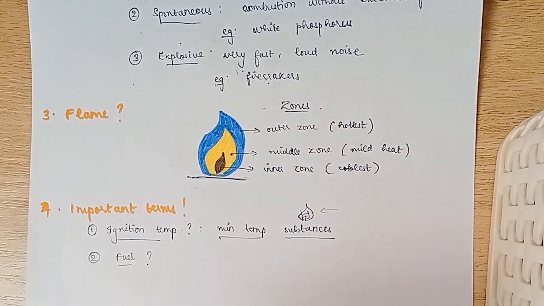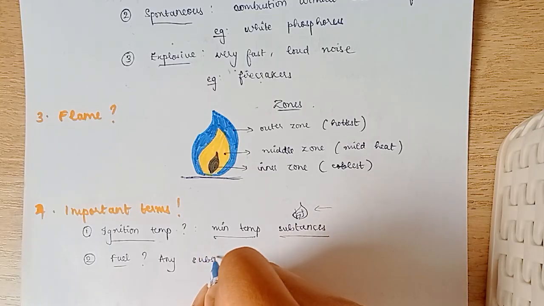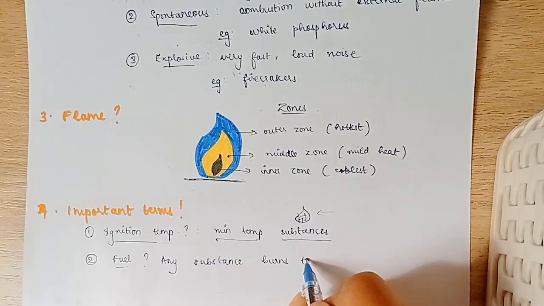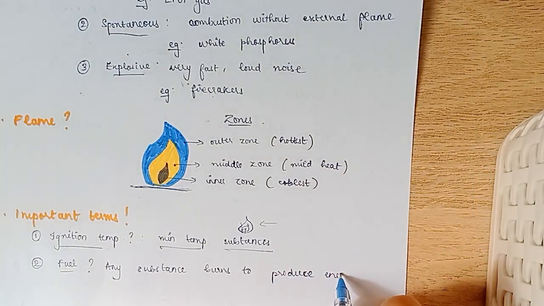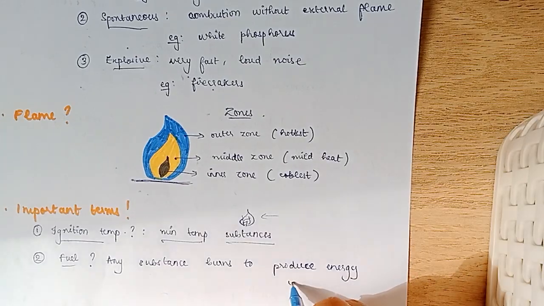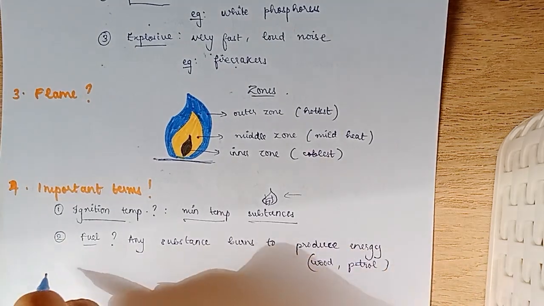Now, what is a fuel? A fuel is any substance that burns to produce energy. So any substance that burns to produce energy is called a fuel. And what are the examples for fuel? We have wood, petrol, coal, etc. So this is what a fuel is.